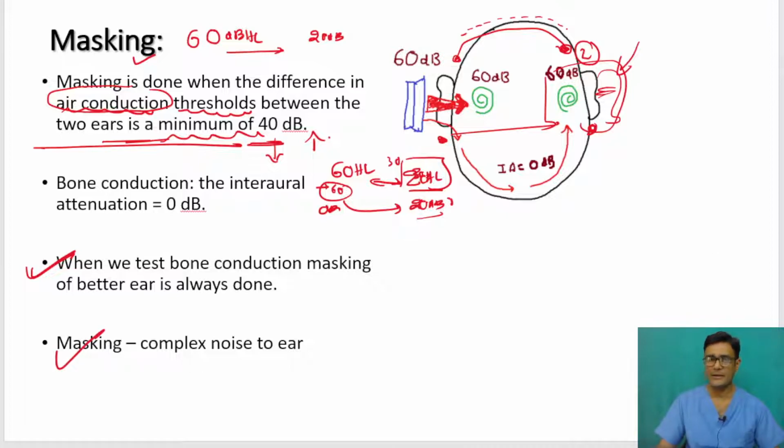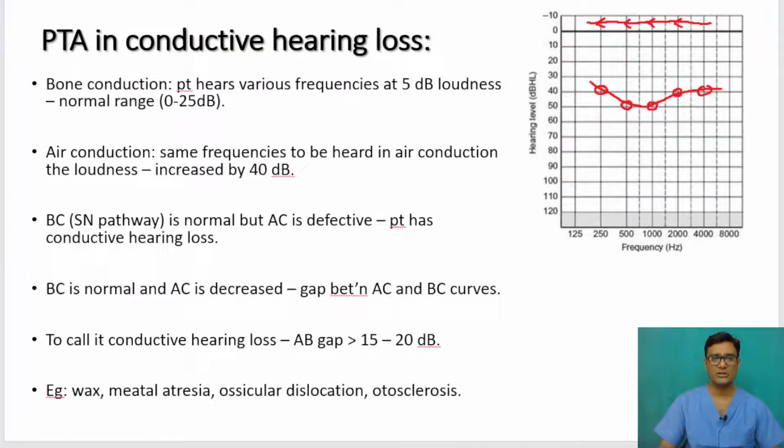Masking is done by applying a complex noise to the ear. What happens in pure tone audiometry when there is a conductive hearing loss? In this case, this is not the correct one. Actually, this is the bone conduction.